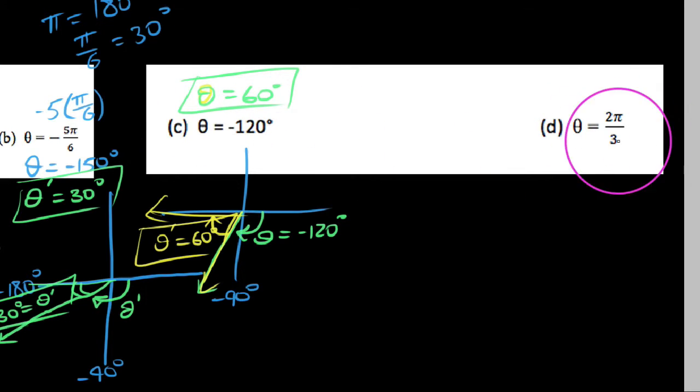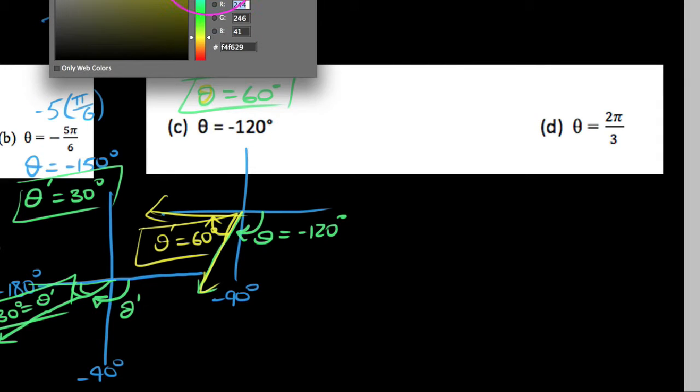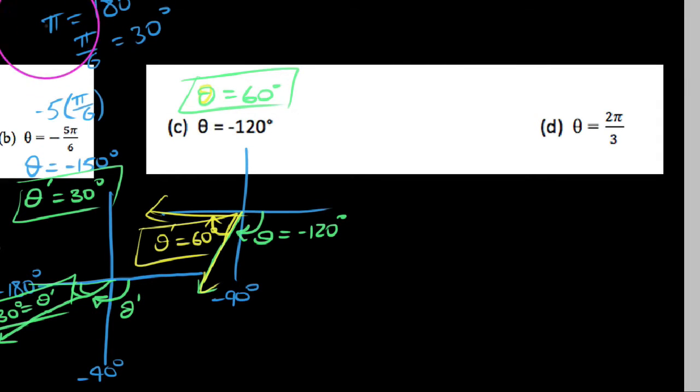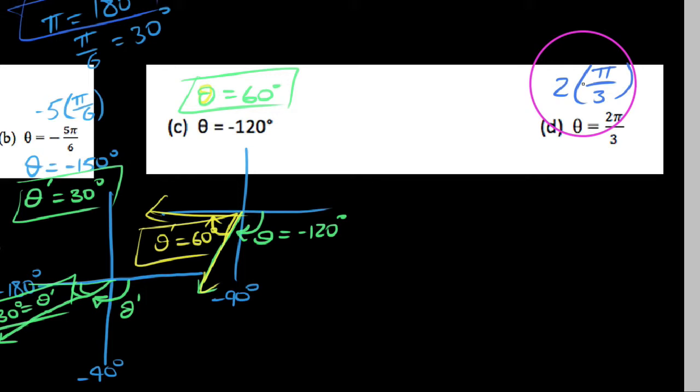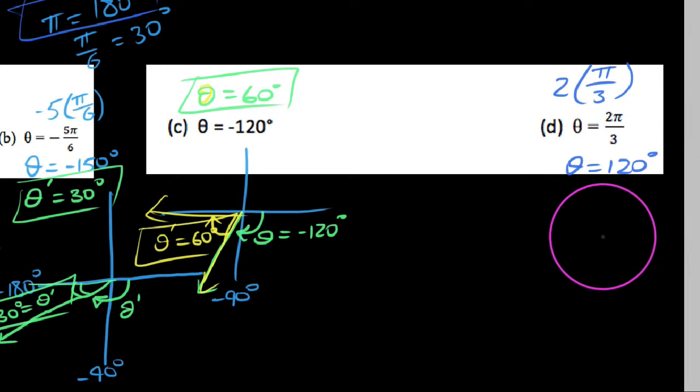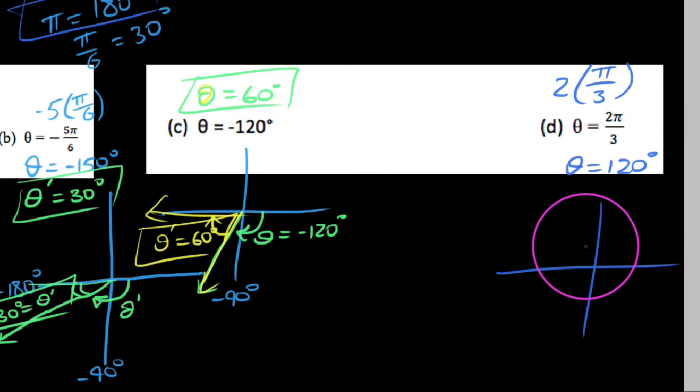And then last but not least, we say 2 pi over 3. Let's go ahead and sketch this out here. Remember what we know about pi. Pi is 180 degrees, so to have 2 pi over 3 is like having two thirds of pi. But a third of pi is 60, so this is like two 60-degree angles. We've got 120 degrees. So if we were to sketch this, our 120-degree angle would be about right here.